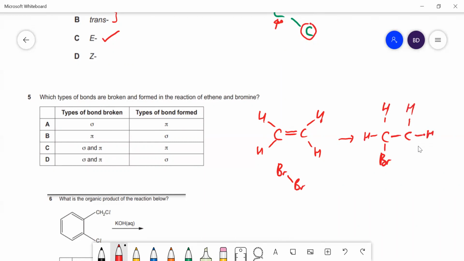So what kind of bonds are we breaking then? Right, we're breaking that, which is a pi bond, and we're breaking that, which is a sigma. So we want pi and sigma, so it's got to be C or D. Which kind of bond is formed? Well, we're forming these 2 bonds here, and they're both sigma bonds. So that is the answer. D is the answer there.